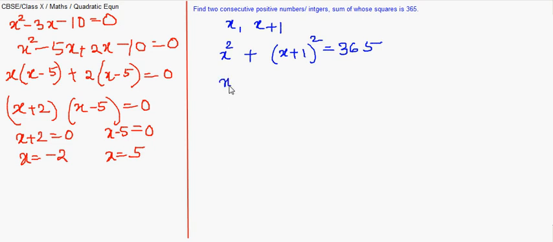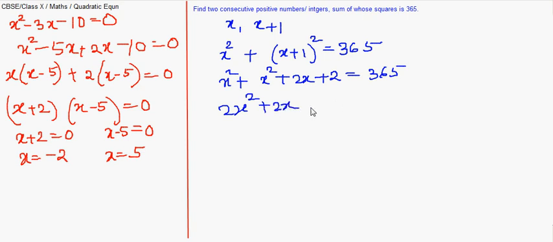So let me remove the bracket for the second one. That's giving x square plus 2x plus 2 equals 365. If I carry 365 to the left, it will be 363 equals 0. We have to solve this equation. I hope I got that right. Yes, it is x square plus 2x plus 2.